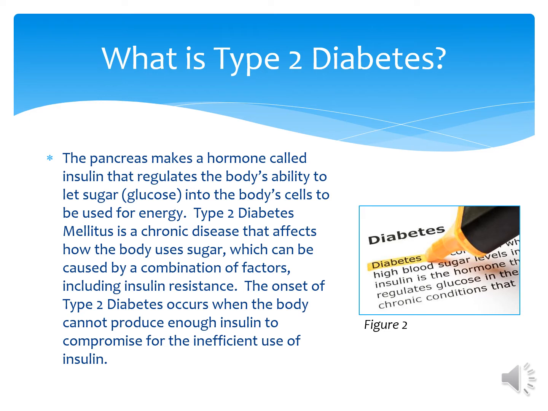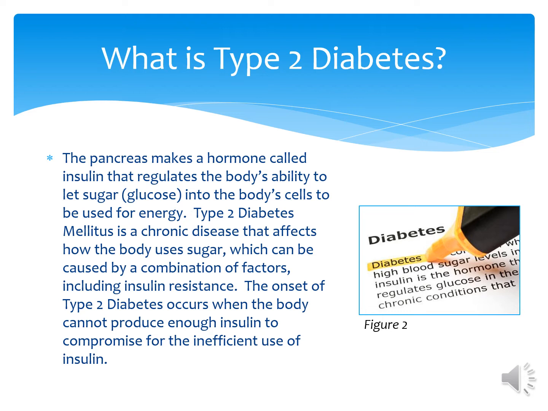What is type 2 diabetes? Type 2 diabetes is also known as diabetes mellitus type 2. For those of you who don't know what the pancreas is, it is a long, flat gland in our abdomen behind the stomach. The pancreas makes a hormone called insulin that regulates the body's ability to let sugar, also known as glucose, into the body cells to be used for energy.